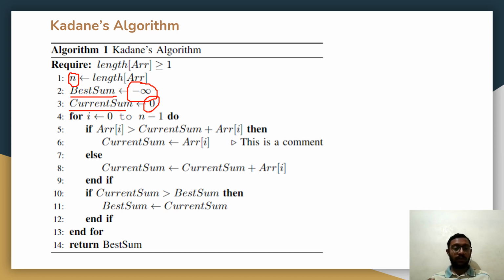So this was Kadane's algorithm, where n is the length of the array, best sum and current sum are two variables, and then the for loop iterates over every element. There is an if condition where it is checked whether array of i is greater than the current sum plus array of i, and if so, current sum is updated to array of i itself, or else current sum is updated with current sum plus array of i. The algorithm also checks whether current sum is greater than the best sum. If yes, then the best sum is updated with the current sum value. And finally, after iterating over all the elements of the array, the best sum is returned.